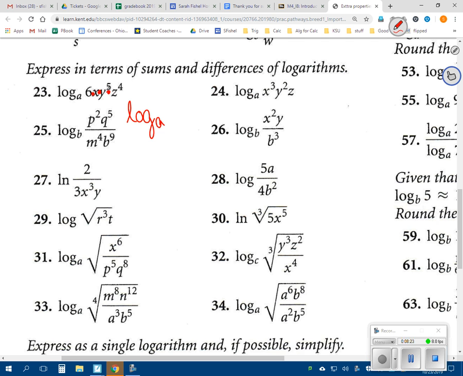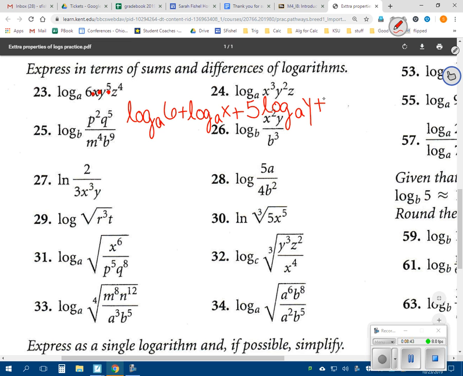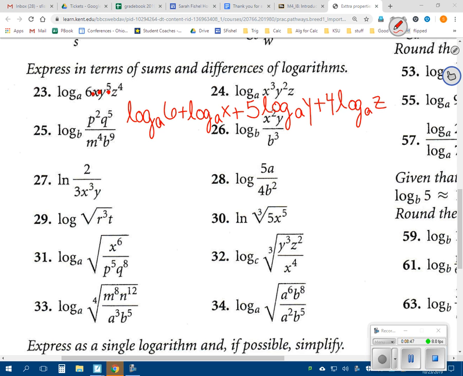This becomes log base a of 6 plus log base a of x plus, watch this one, that 5's on the y, exponents come out front of the log. 5 log base a of y plus, again, 4 comes out, 4 log base a of z. Okay, that was 23.